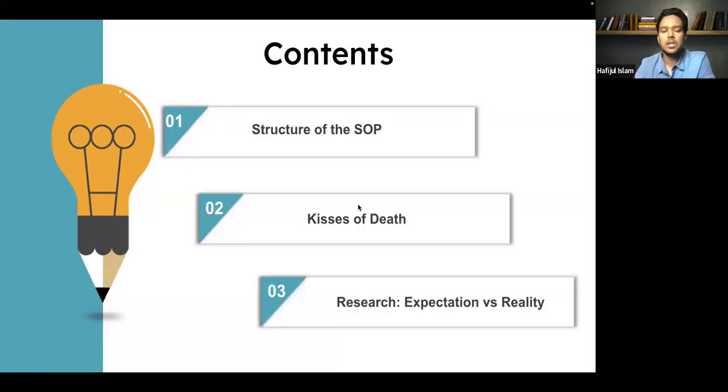Okay, so we will proceed in 3 steps. At first, I will talk about the structure of the SOP, how this can be formed. And then we'll discuss cases of death, or KOD, which are absolute no-nos, which you cannot mention whatsoever in your application anywhere. And then probably we'll talk in one slide about what kind of research expectation you have in your mind, and what you face in reality actually.